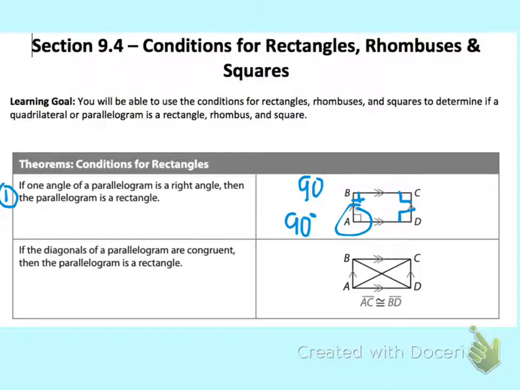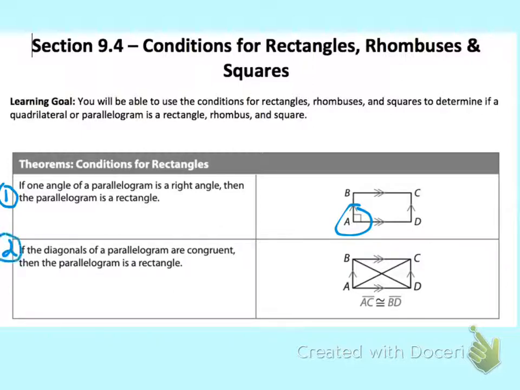So instead of having to reason through all of that every single time, we now have a theorem that says if one angle of a parallelogram is a right angle, then the parallelogram is a rectangle. That's because if one is a right angle, all of them have to be right angles. So that's our first condition. Again, these are minimum requirements to make something a rectangle.